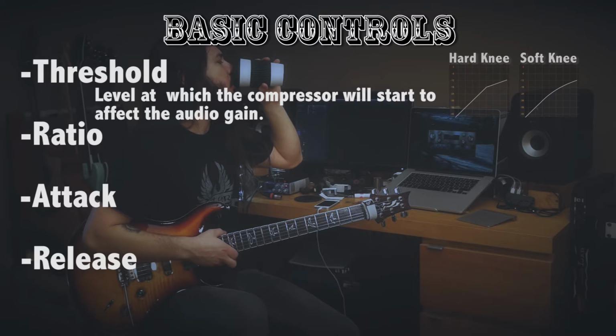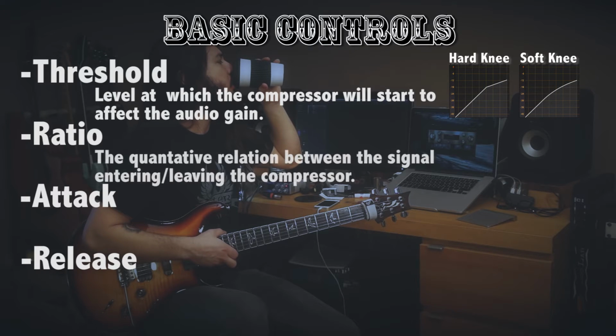I'll throw up a few pictures on the right to show you the difference between a hard knee and a soft knee. Next, we have ratio. Ratio is the quantitative relationship between the signal entering and leaving the compressor. That's fancy talk for saying the degree to which the compressor reduces the gain. Look to the right for another visual reference.